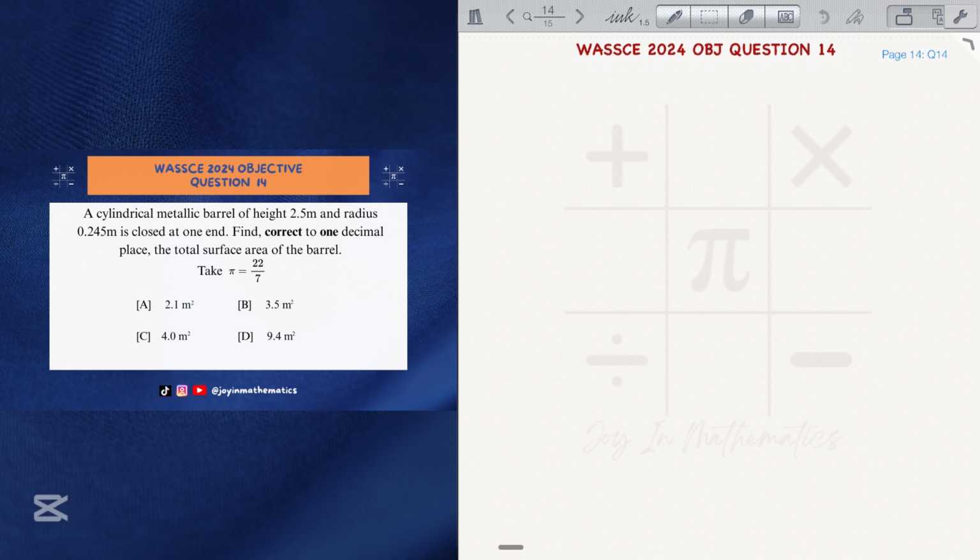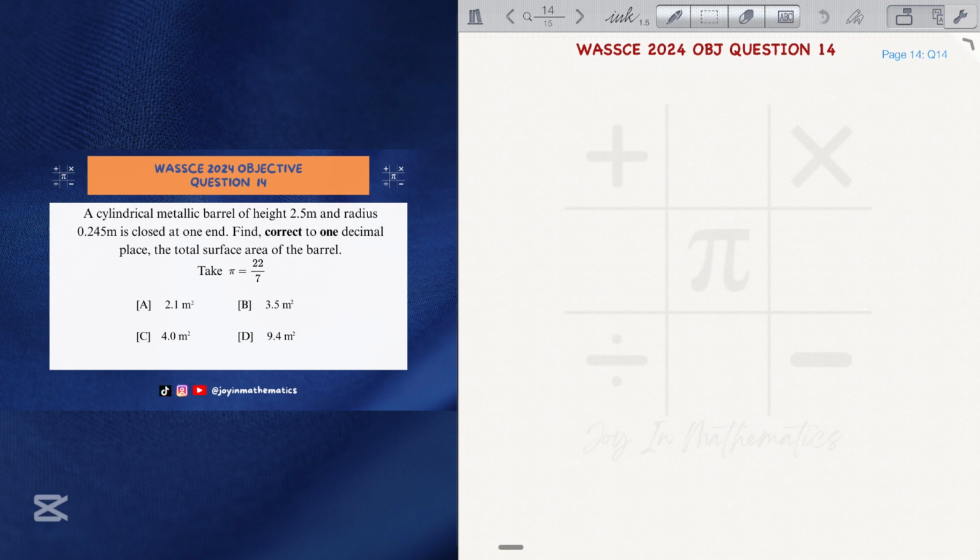We have WAEC 2024 objective question number 14. The question reads thus: a cylindrical metallic barrel of height 2.5 meters and radius 0.245 meter is closed at one end. Find, correct to one decimal place, the total surface area of the barrel. Take pi to be equal to 22/7.